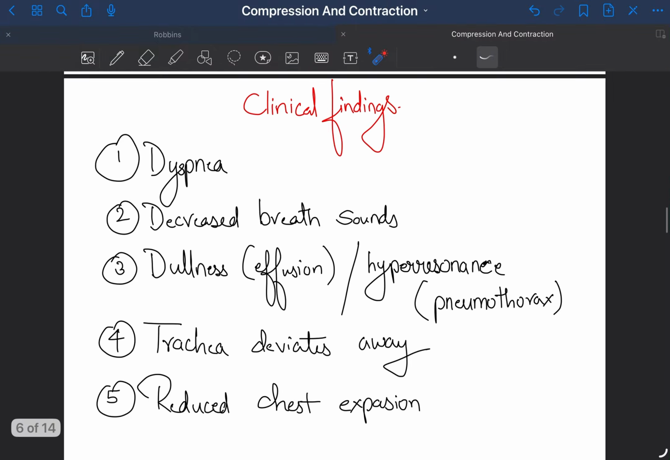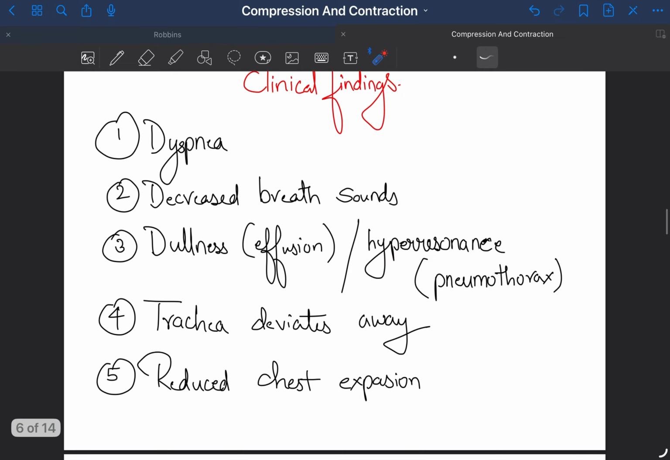Now we have the clinical findings. We find there is dyspnea, which is shortness of breath, decreased breath sounds, dullness seen in effusion, and hyperresonance seen in pneumothorax. Then we have the trachea which diverts away, and we have reduced chest expansion.